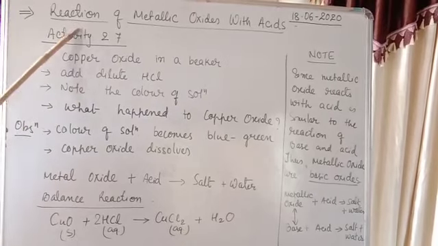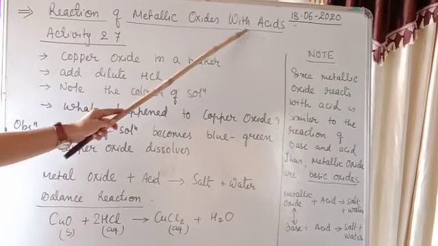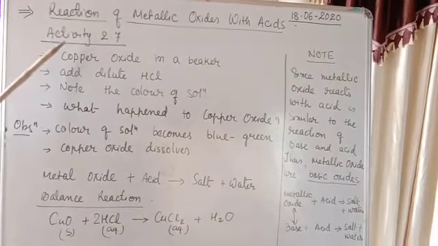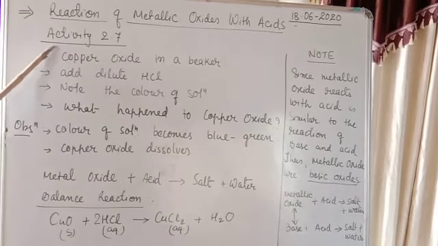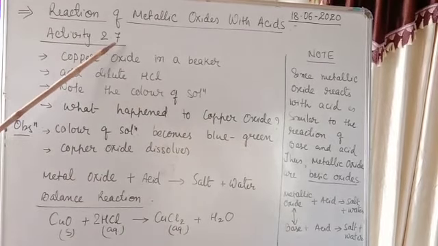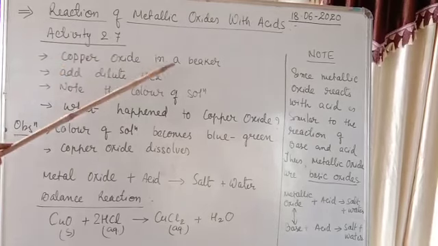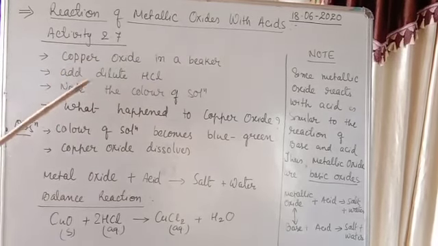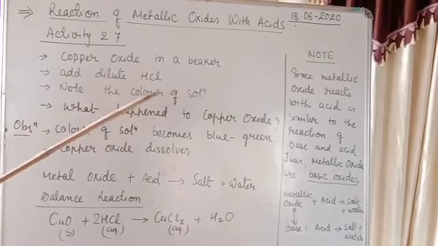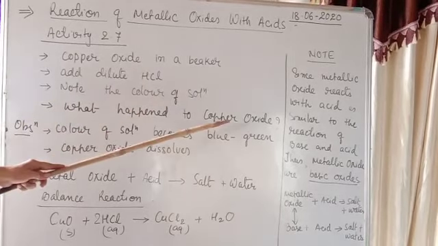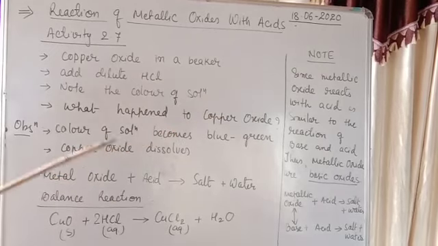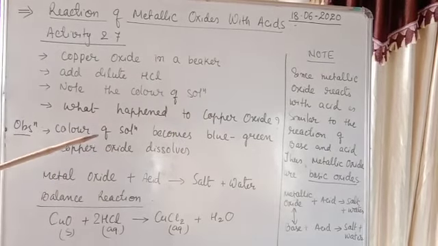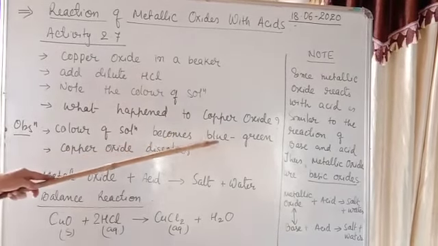The next topic is reaction of metallic oxides with acids. Activity 2.7. Activity 2.7 says that take copper oxide in a beaker. Add dilute HCl. Note the color of the solution. And what happened to copper oxide? Two questions and two answers are there. Color of solution becomes blue-green.